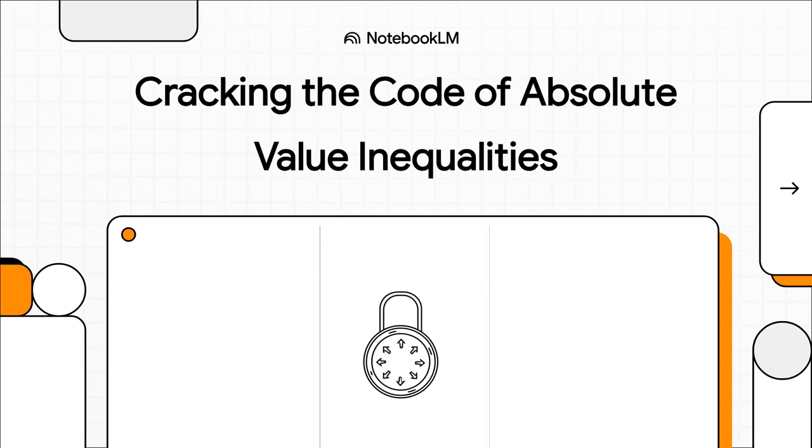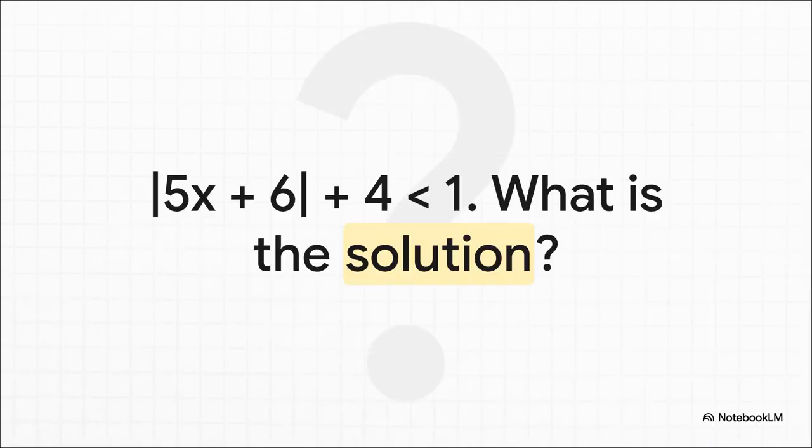Let's get to it. So, picture this. You see something like this on a test. You've got these two vertical bars, an inequality sign, numbers all over the place. It's a lot to take in. Your first thought might be, where do I even start? It looks like it's designed to be confusing, but trust me, there's one simple idea that unlocks this entire puzzle.